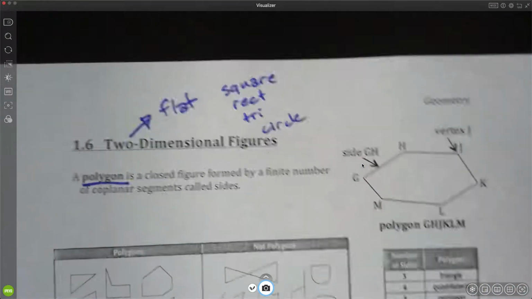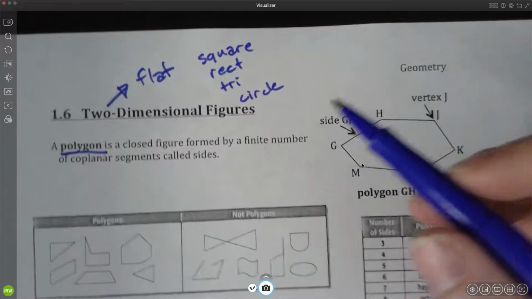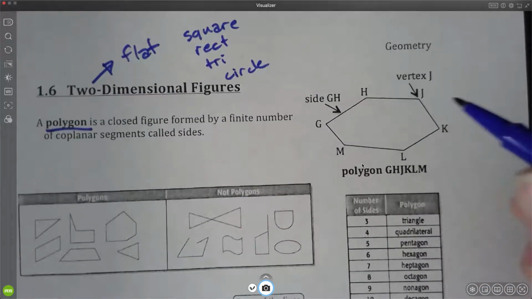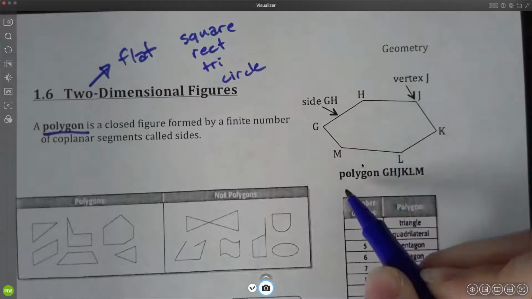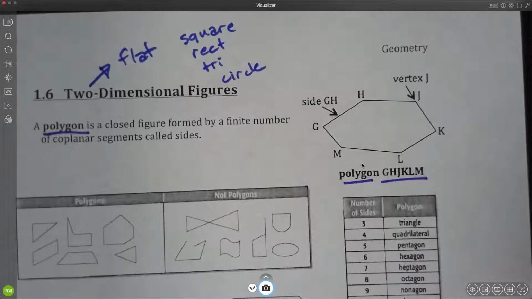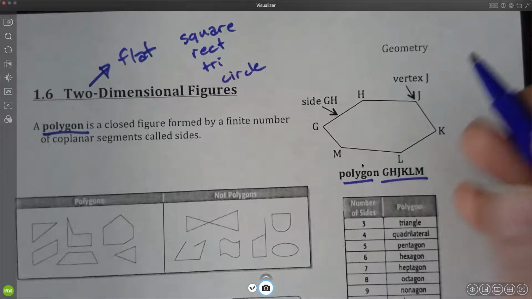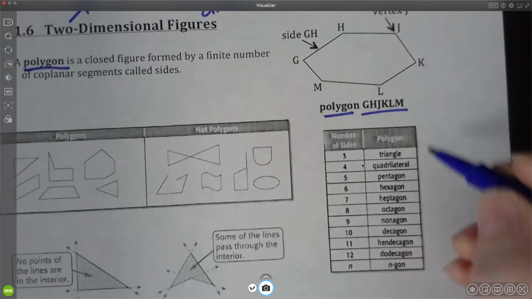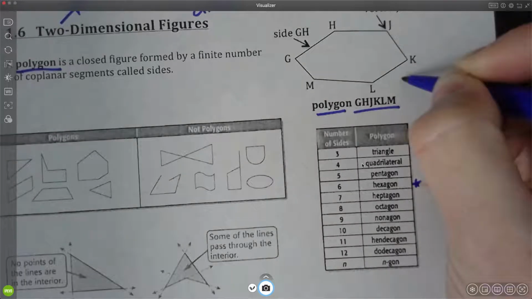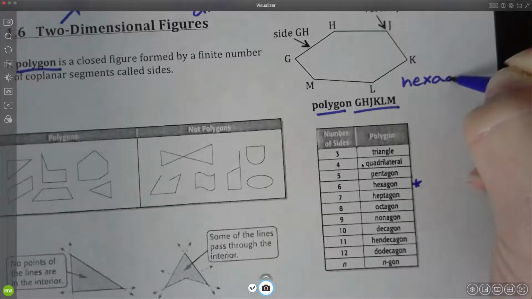So polygons are closed figures that basically are enclosed by any number of sides, as long as the sides are not rounded. So this polygon's name is GHJKLN. You name a polygon by its vertices. So this polygon is a 1, 2, 3, 4, 5, 6-sided figure. I gave the names of the figures down here. A 6-sided figure means that it is a hexagon. So this polygon is a polygon, but more specifically, it is a hexagon.